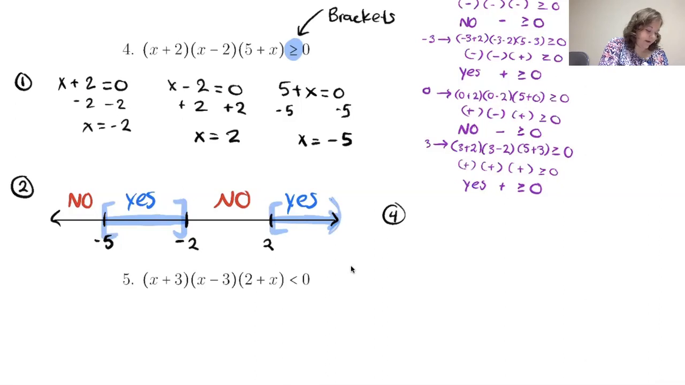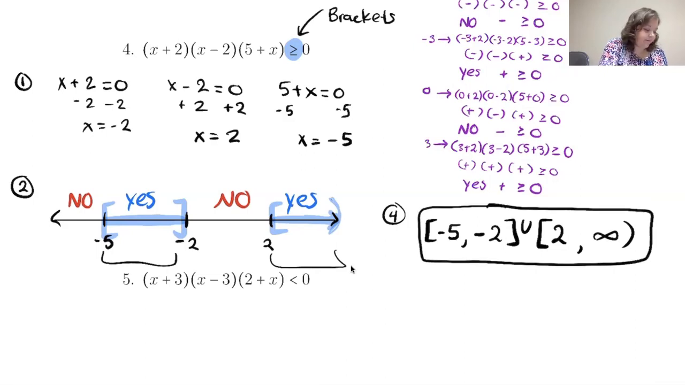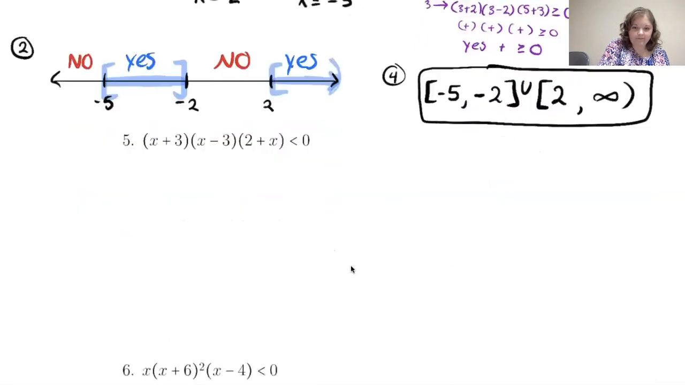So for step 4, this first interval, -5 to -2, they both get brackets. Then the next interval would be 2 to infinity. 2 gets a bracket. Infinity does not because it's infinity. And then since we have more than one interval, we're going to have to use a union symbol. So we've got the union there, and this is our final answer for number 4. All right. So now it's time for number 5.